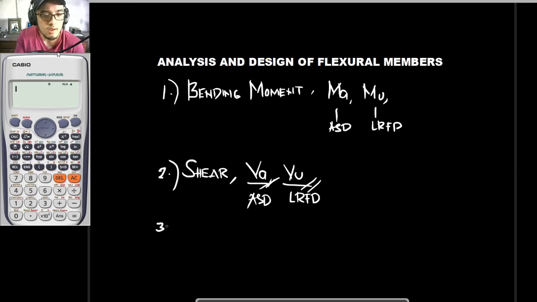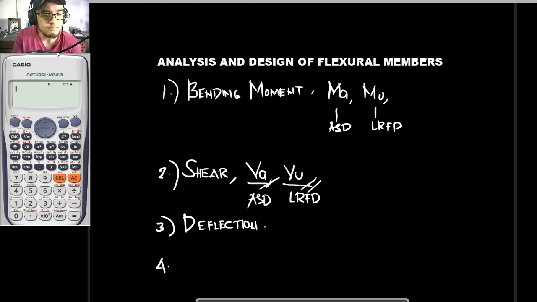And number 3, since our steel members are very ductile members, it is still susceptible to deflection. Okay, so deflection. Of course, we don't want our member to deflect by that much. Hindi natin maiwasan na mag-deflect siya, pero dapat, meron tayong limit ng kanyang deflection, which I would be showing to you later.